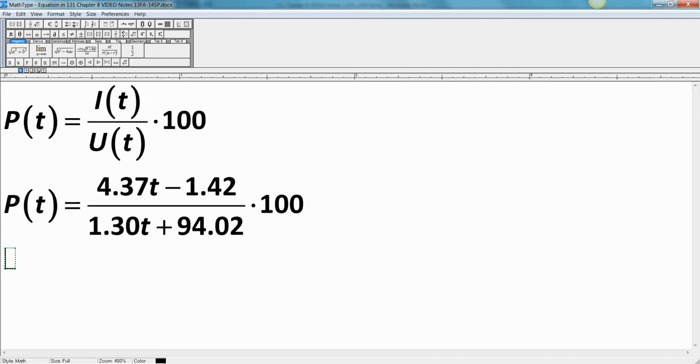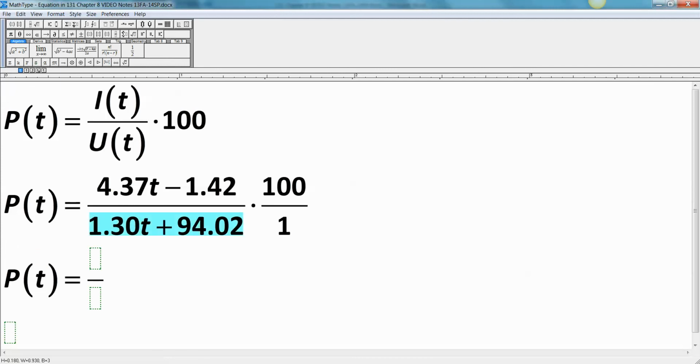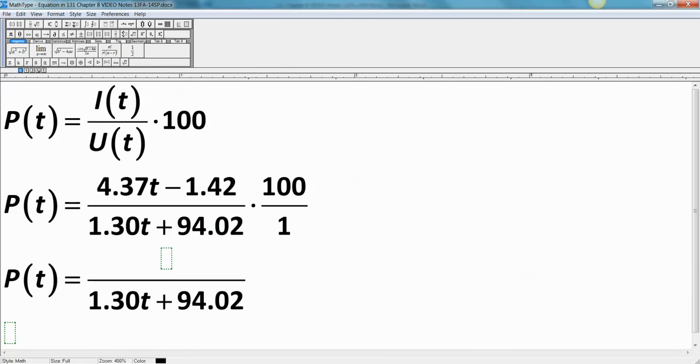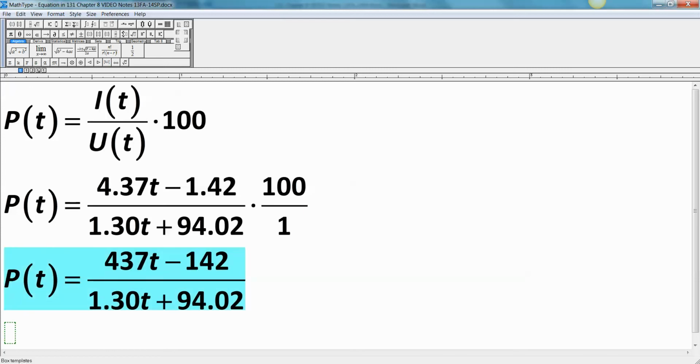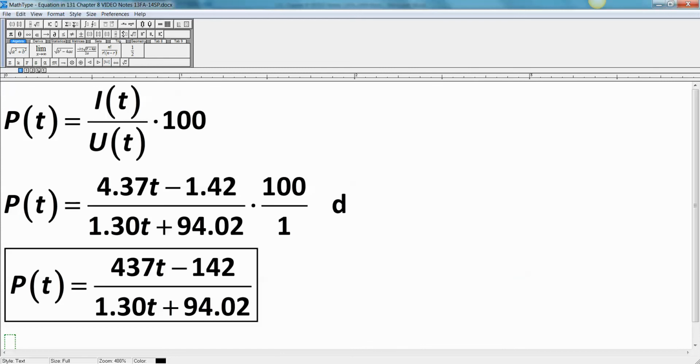Now, the easy way to multiply by 100 is to do it this way. You just multiply it because it's really 100 over 1, right? So you multiply the numerator times 100. It's this entire numerator times 100. So P of t equals, the denominator stays the same because anything times 1 is itself, and the numerator becomes 437t minus 142. So you multiply both values by 100. Make a note. Distribute. You've got to multiply both values times 100, and you're done. You have a percent model now.